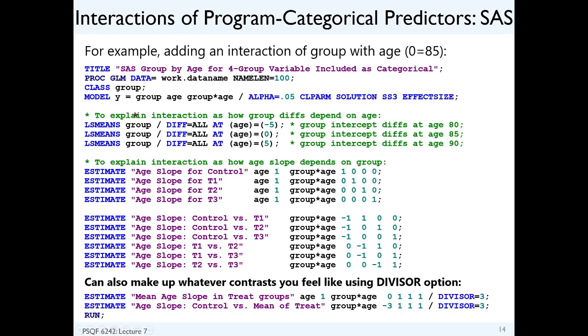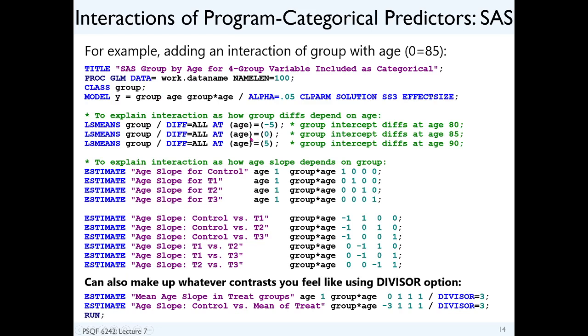So I have code here then to ask for group means at specific values of age as the moderator. If I wanted to talk about group mean differences and how they change as a function of age, this set of commands would help me do so. LS means group is going to ask for what's known as adjusted group means. They're the means holding any other variable in the model constant at some value. So I'm holding them constant, say at age equals 80, because age is centered at 85 in this example.